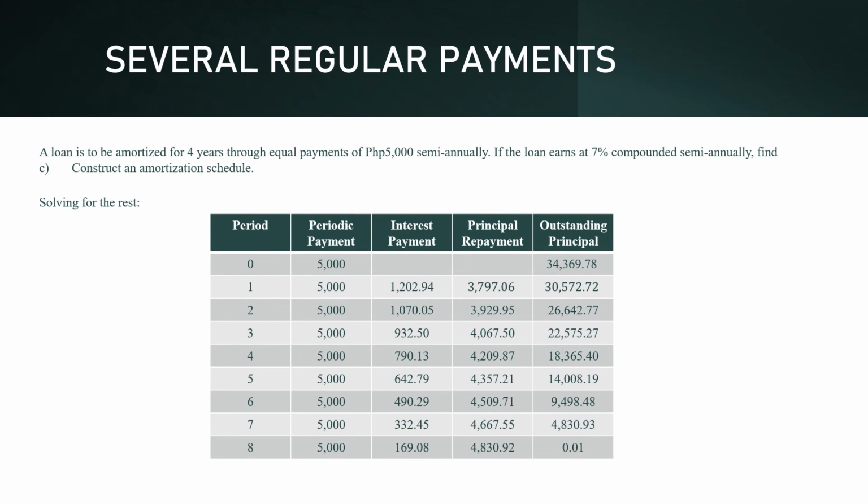Following the notes and applying it to all the periods, the last period must always end up with approximately 0 as its outstanding principal. It means that the loan or debt is completely paid.